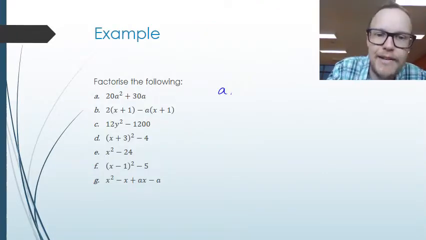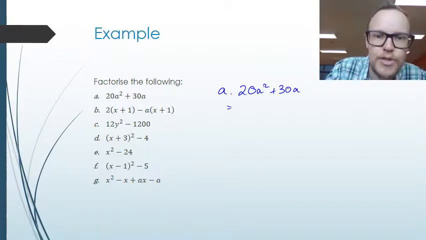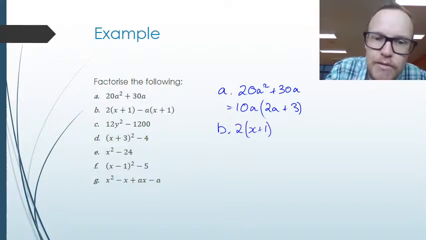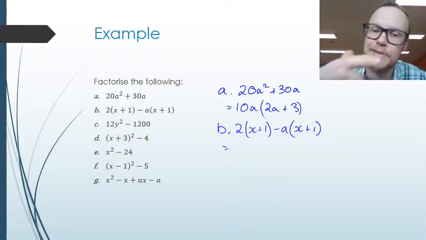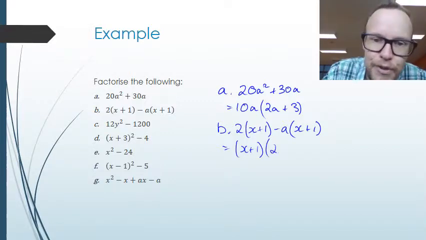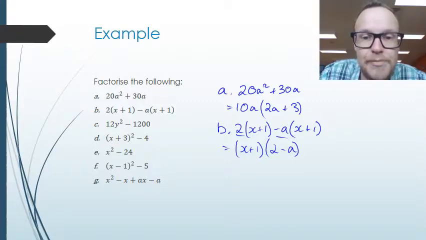Let's look firstly at a. I've got 20a squared plus 30a. The highest common factor here is going to be 10a. Take it outside the brackets and I'm left with 2a plus 3 inside the brackets. And that's it for that question. Next one, 2(x plus 1) minus a(x plus 1). The common factor between the 2 terms is x plus 1. So I'll take that common factor, x plus 1, outside the brackets, and then I'm left with the 2 and the minus a. So I'm left with 2 minus a as the leftover parts after taking my highest common factor out.